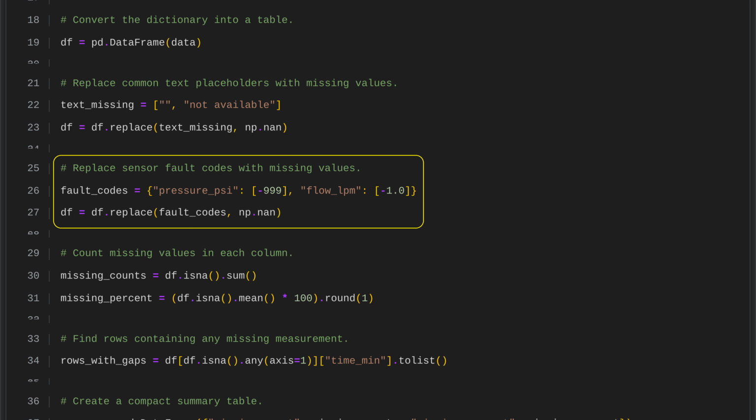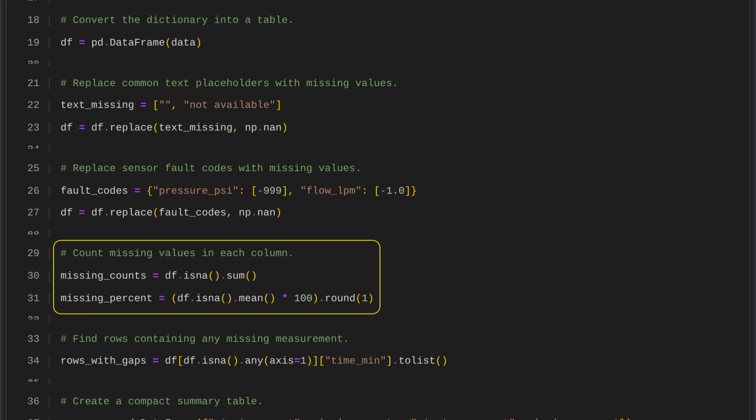Fault values are defined for each sensor column, such as -999 for pressure and -1.0 for flow. These values are then replaced with missing values using the data frame replace method. This marks faulty sensor readings as missing, making the data cleaner for later analysis.